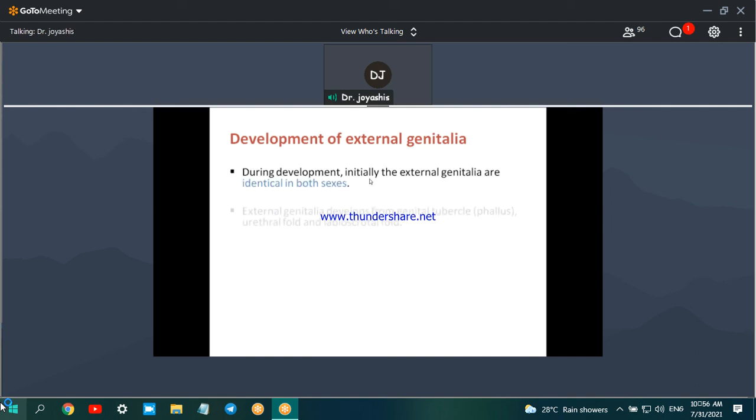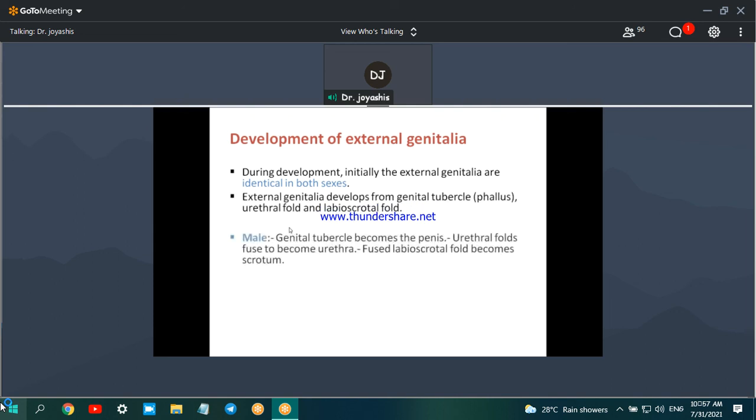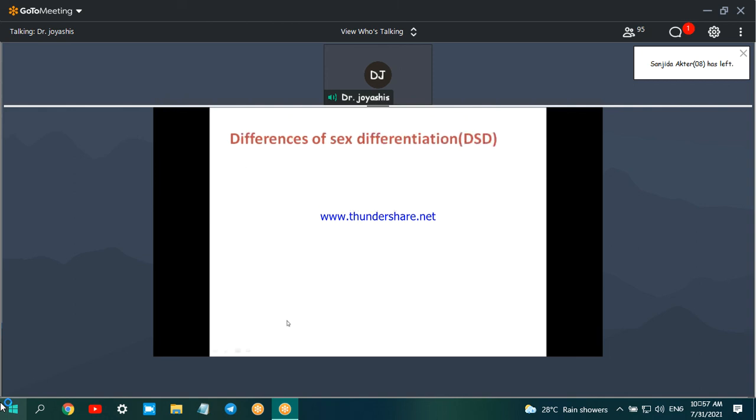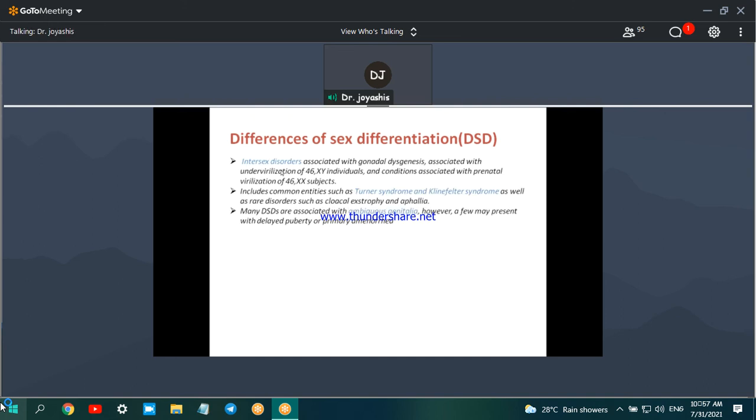During development, external genitalia are identical in both sexes at first. External genitalia develop from the genital tubercle, giving rise to phallus, urethral folds, and labioscrotal folds. In the case of male, the genital tubercle becomes the penis, urethral folds fuse to form the urethra, and the fused labioscrotal fold becomes the scrotum. In female, the genital tubercle becomes the clitoris, urethral folds remain separated as the labia minora, and unfused labioscrotal folds become labia majora. Now, differences of sex development, DSD, and hermaphroditism.